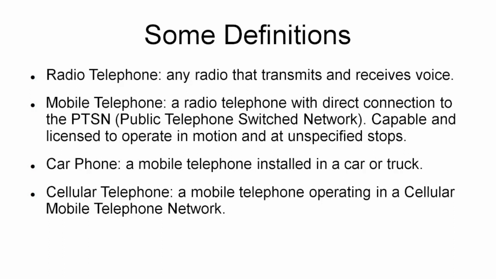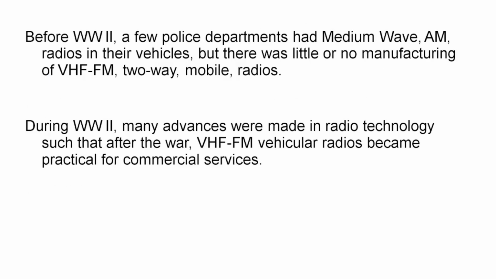So a car phone is then a mobile telephone installed in a vehicle, and a cellular telephone is a mobile telephone operating in a cellular mobile telephone network. So we're going to be mainly talking about some of the pre-cellular radios, but we'll get into the early days of cellular also. Before World War II, a few police departments had medium wave AM radios in their vehicles, but there was little or no manufacturing of VHF-FM two-way mobile radios. During World War II, there were many advances made in the VHF radios, and after the war, VHF-FM vehicular radios became practical for commercial services.